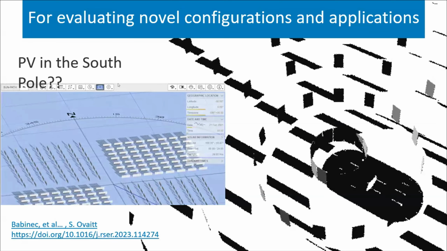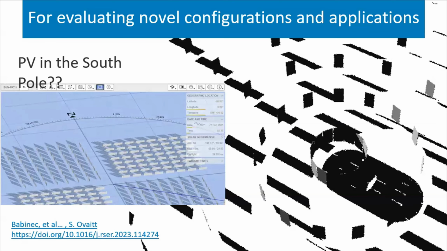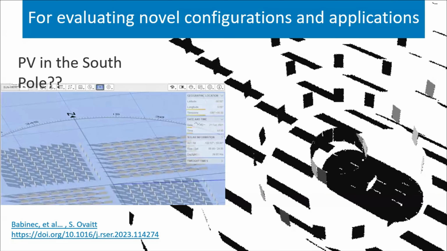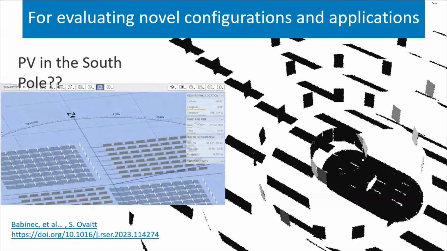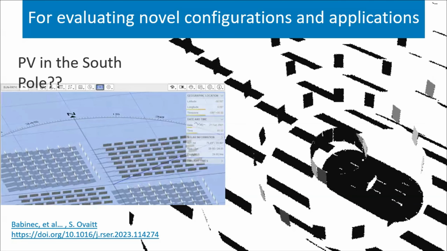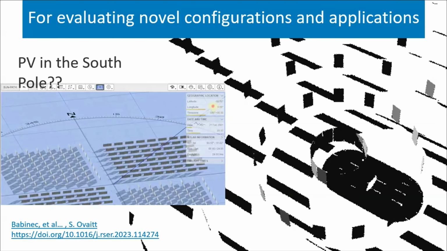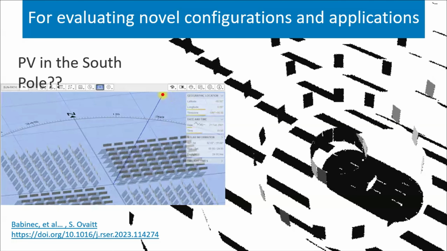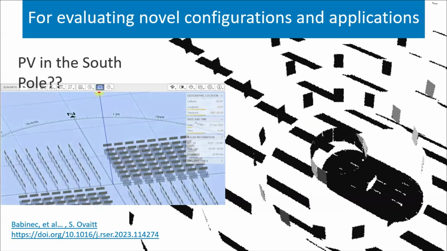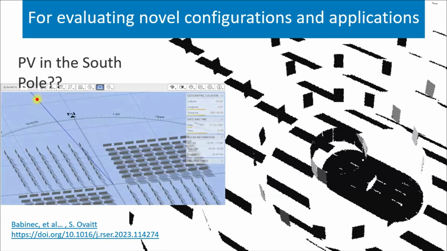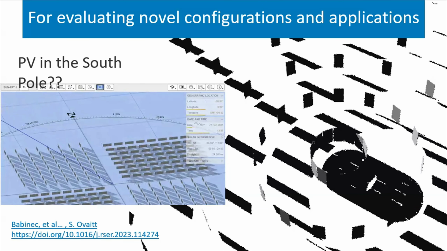publication. And we went all the way to do a techno-economical analysis. So ray tracing and techno-economical analysis of optimizing. And it saves a lot of pixel, which is really expensive in the South Pole. So yes, it makes sense economically and also for the environment to do that. And also because it's cool.